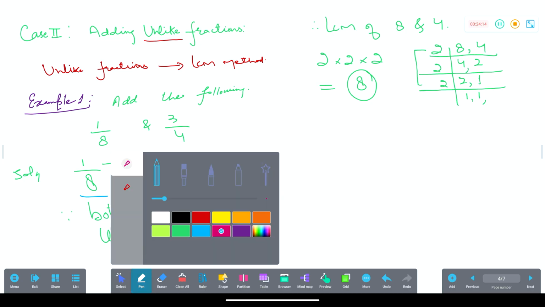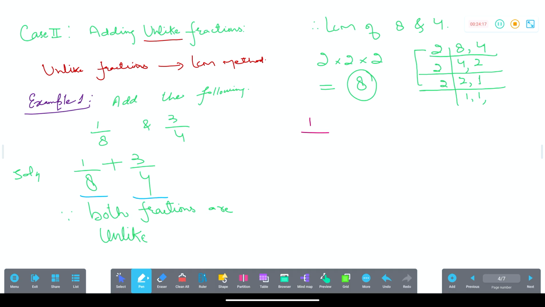Now I am taking the first fraction, that's 1/8. Since its denominator is already 8, we need not do anything with it. Then plus, I'm taking it as the question is given, 1/8 plus 3/4. Now this 4 is not equal to 8. We have to make it equal to 8, because we have to make the denominators of both fractions equal to their LCM. Now how to make 4 equal to 8? By multiplication by 2. When we multiply 4 by 2, we get 8. But if you multiply at the denominator, you have to multiply at the numerator.